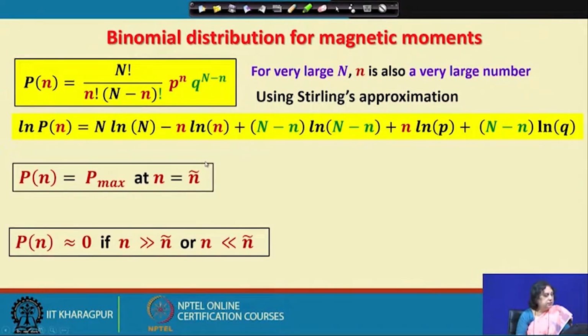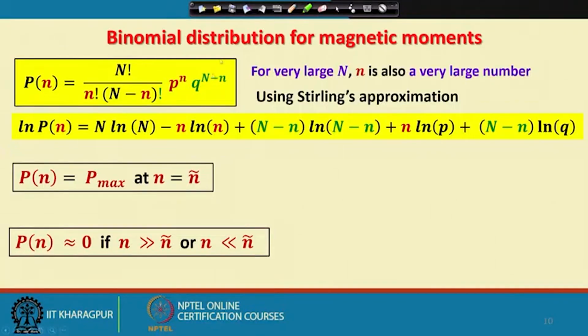Now, this also tells me that if I go on increasing capital N, I am going to see one prominent maximum in P of n, and most of the non-zero values of P of n will be located around the location of the maximum. This is what has been the observation from the binomial distributions that I have been showing to you before. Now, let us see what is the consequence of this observation.